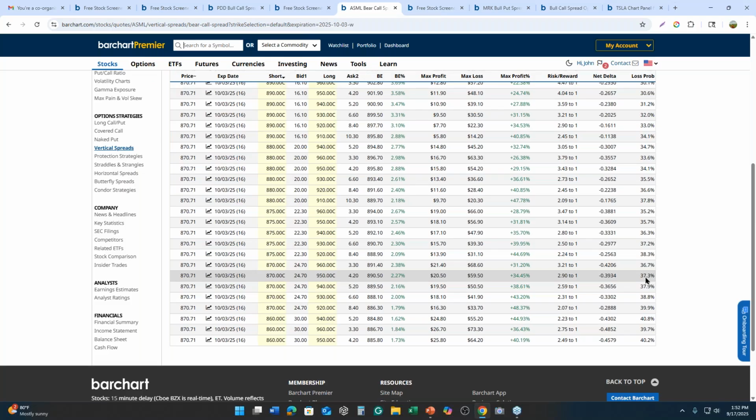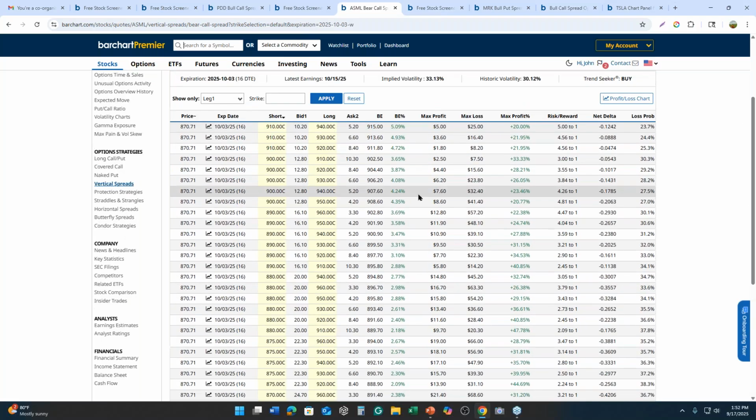But let's be that conservative trader, right? We want to be outside of current price. We want to be outside of the most recent high. Well, look at this one here. Here's the 900, 950, right? Again, 950 being the upper end of the range.